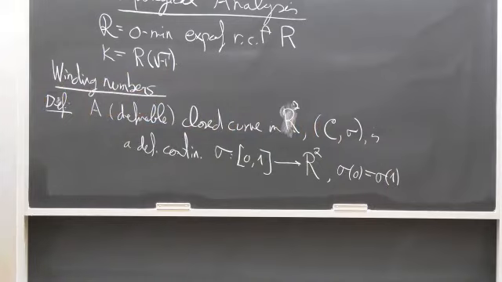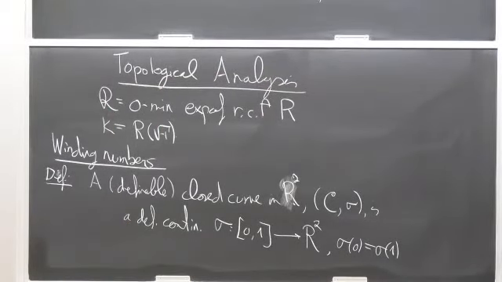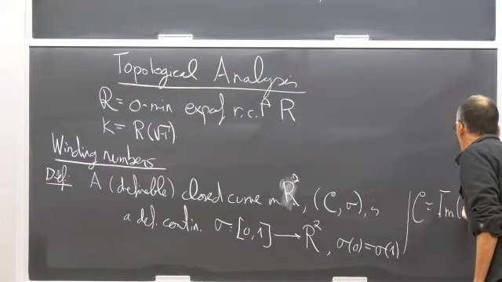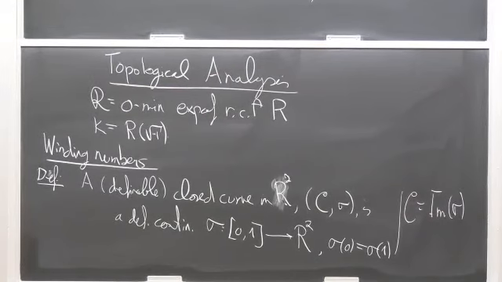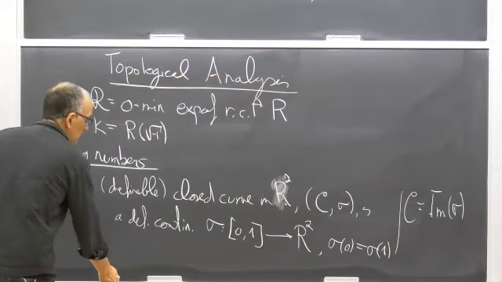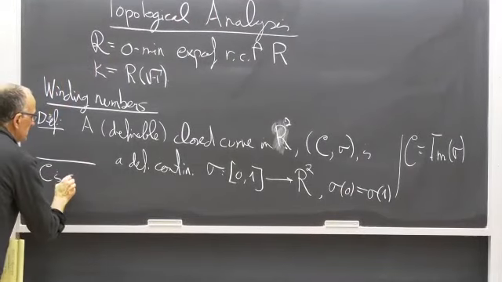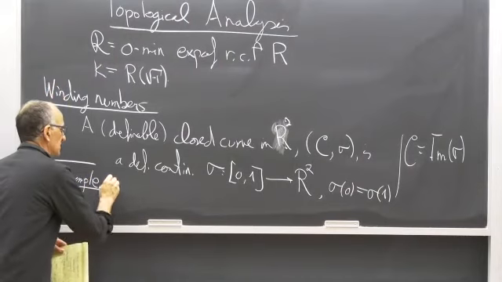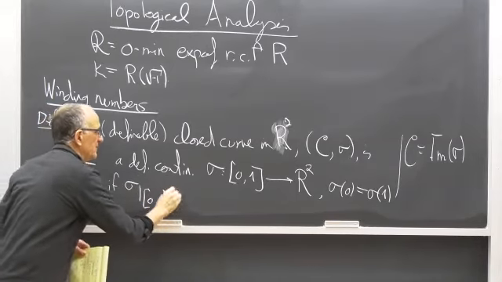Okay, so basically it's a curve with a parameterization, to be precise, but I might not always say so. And C is the image, right? C is the image of sigma. And we will call the curve simple if there is no self-intersection, of course, except the endpoints. So if sigma restricted to the half-closed, half-open interval is injective.